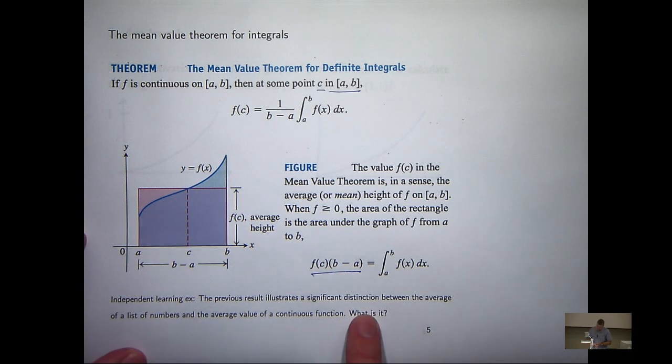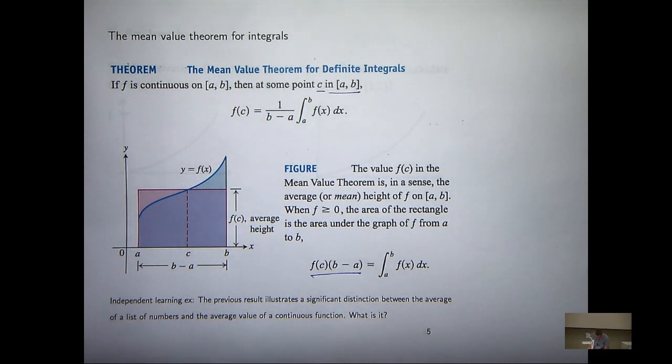Now, down the bottom, I've mentioned an independent learning exercise. It's a bit vague there. Essentially, the difference between the average of, say, 3 numbers and the average value of a continuous function is that the function has to equal the average value, whereas the average value of a list of numbers may or may not be in that list.